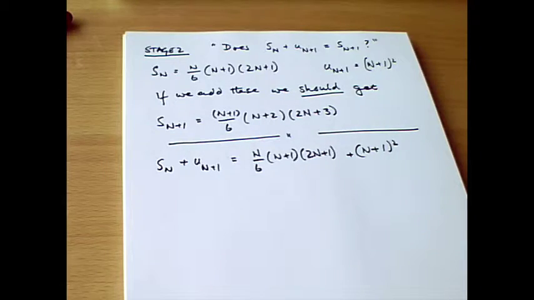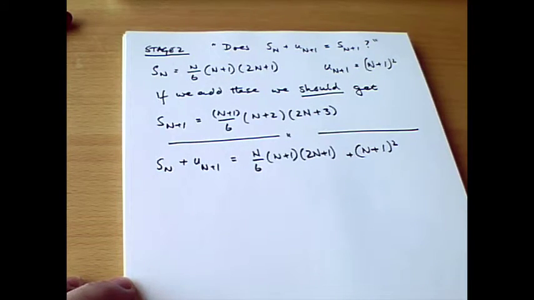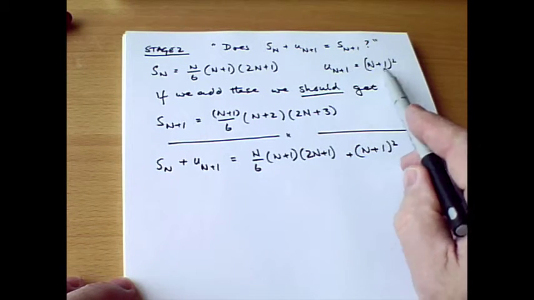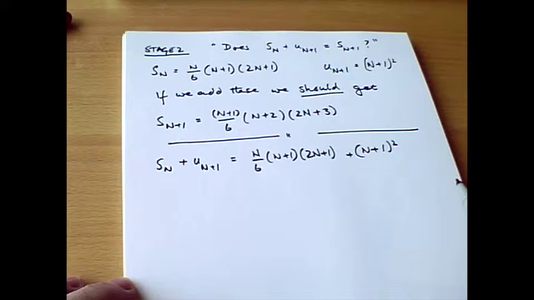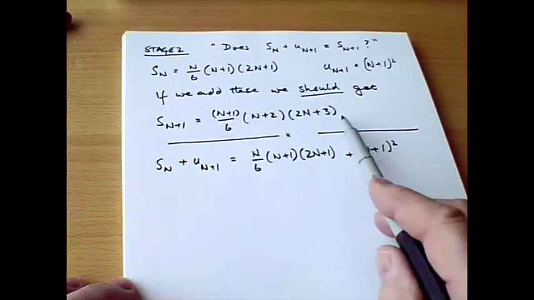The next step is to test the formula for internal consistency. We assume that this formula now works because it seems to work for the first few terms. We know that the next term is going to be n plus 1 squared. If we add these, we should get this formula.